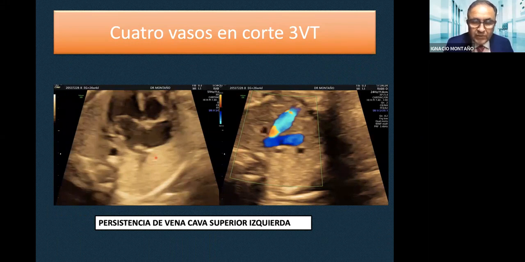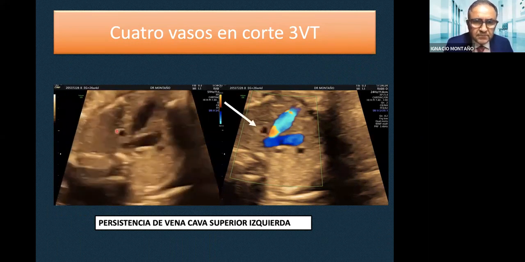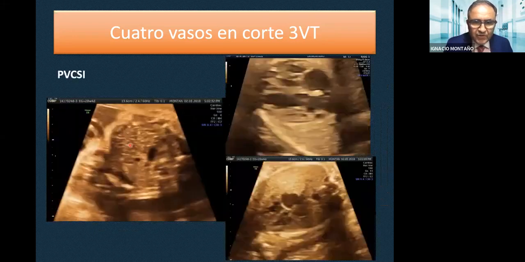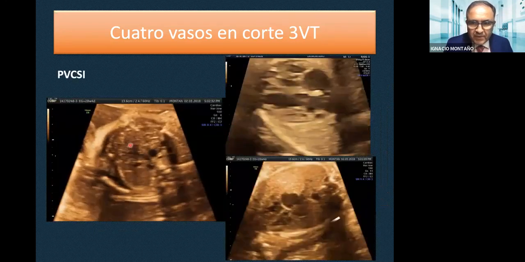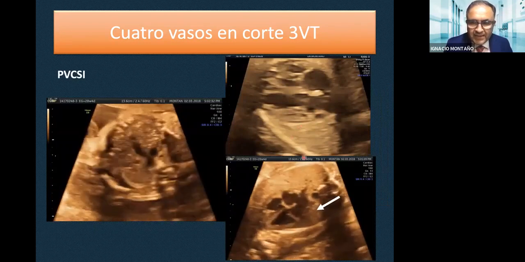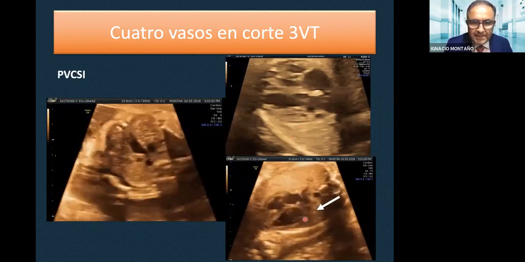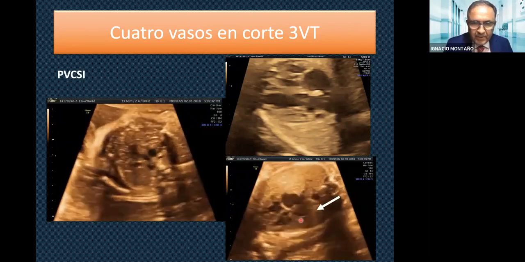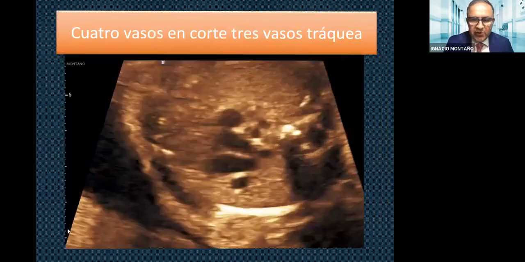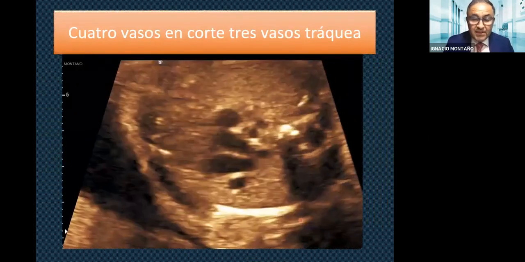And in the 4-chamber view, an echo-negative image at the level of the lateral wall of the left atrium must be evaluated in order to make the differential diagnosis from another condition that will also show 4 vessels in the 3-vessel trachea view. We see the left superior vena cava in the left atrium. Another condition in which we are going to see 4 vessels on the 3-vessel trachea view is the differential diagnosis of a persistent left superior vena cava.